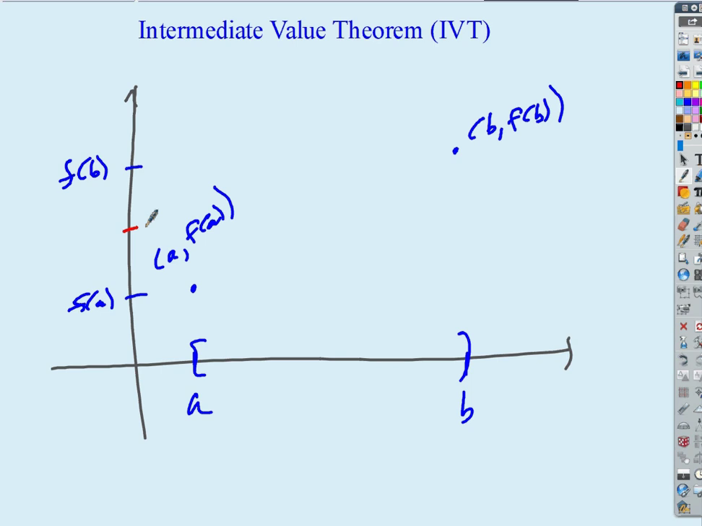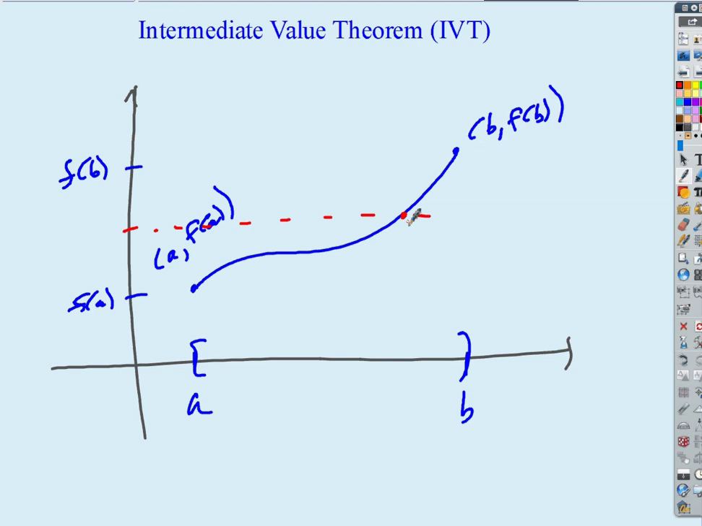Does that make sense? There's no way you could graph a continuous function without hitting that value. If I had some crazy function with gaps, then all bets are off. But if it's continuous, I absolutely have to have that y value at least once during the interval. It's pretty obvious, right? I don't care what happens out here, I'm only looking between A and B, but in this case it happens right there.